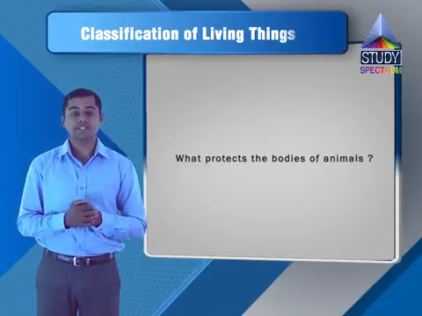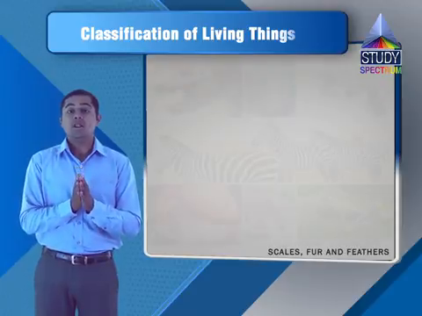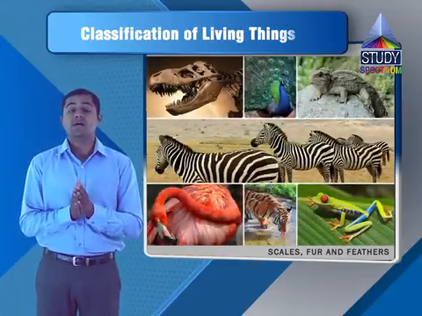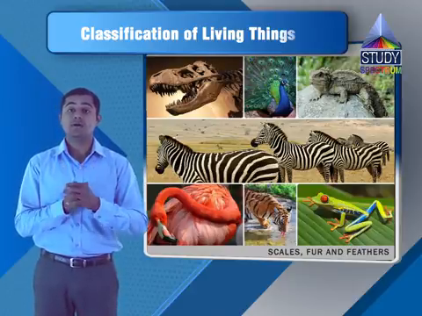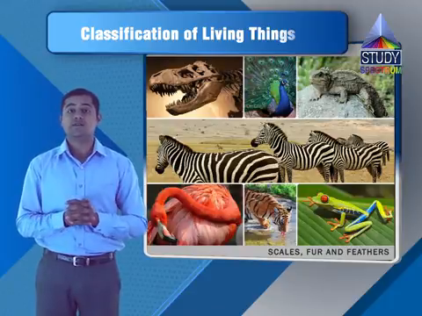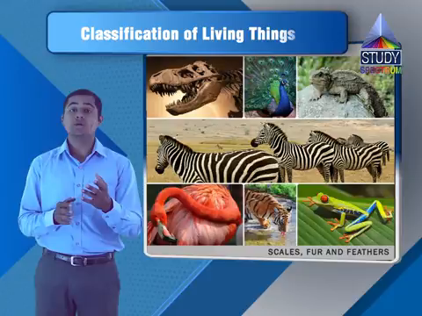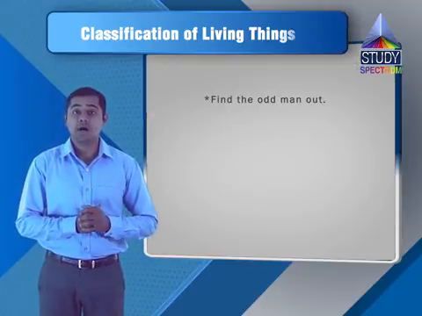Let's go to the next question. What protects the bodies of animals? All the animals are covered with the skin, and that skin is covered either via scales or by hair, which we call as a fur, or via feathers. So these coverings protect the animal bodies. Let's go to the next question. Next question is find the odd man out.